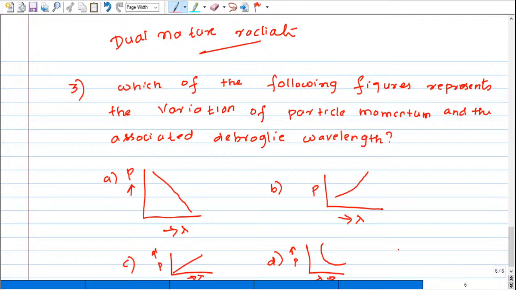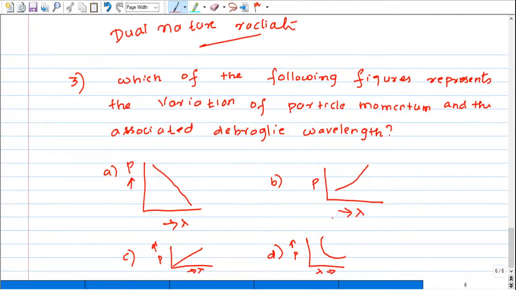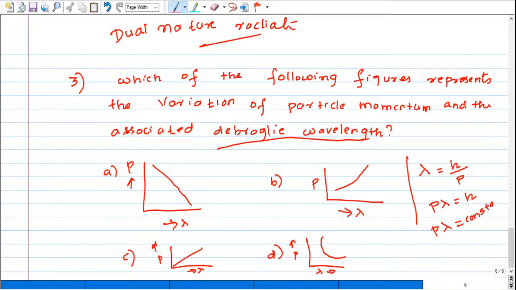Okay. Now we have to find the answer, which is the correct figure for this. See, we know that de Broglie has given a clue called de Broglie wavelength. De Broglie wavelength is given by the formula lambda is equal to h by p. If you cross multiply, we get p lambda is equal to h. That is, p lambda is equal to constant, I can write. So, p is a variable and lambda is a variable. Let us substitute p as x and lambda as y. So if you substitute here, I will get x into y is equal to constant.